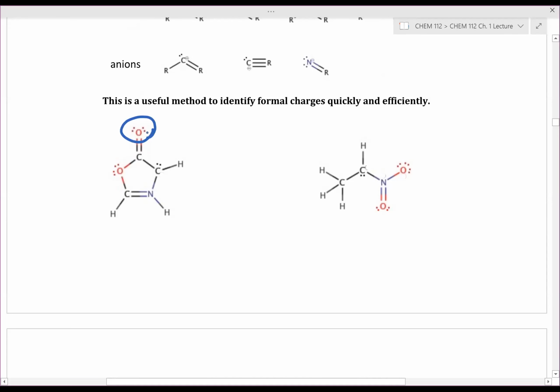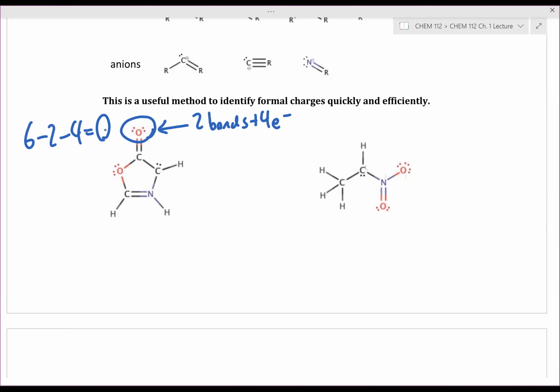So looking at this upper oxygen atom, how many bonds are attached to it? How many bonds? 2. So we have 2 bonds. And how many lone pair electrons? 4. Yeah. 2 bonds plus 4 electrons. So performing one formal charge calculation, our formal charge would be 6 minus 2 minus 4 for a formal charge of 0. Okay? So any oxygen with 2 bonds and 4 lone pair electrons has a formal charge of 0.